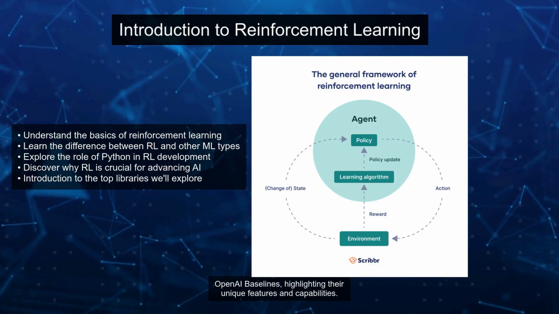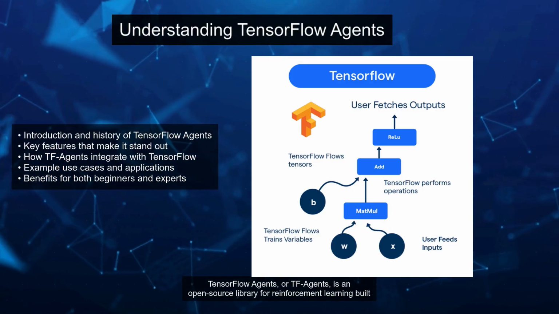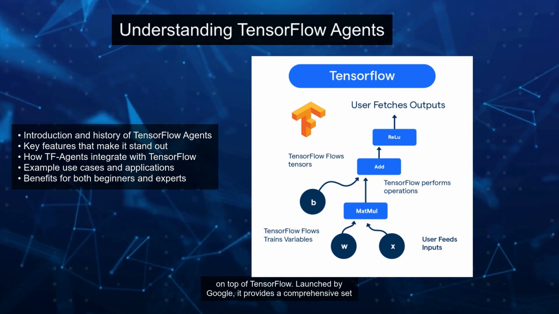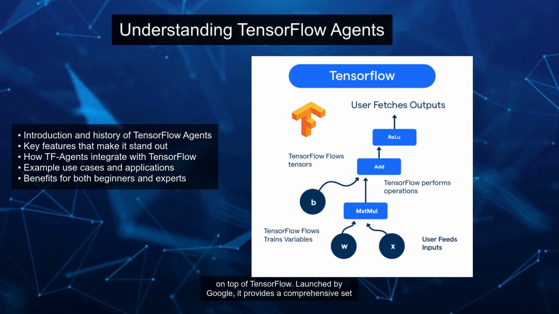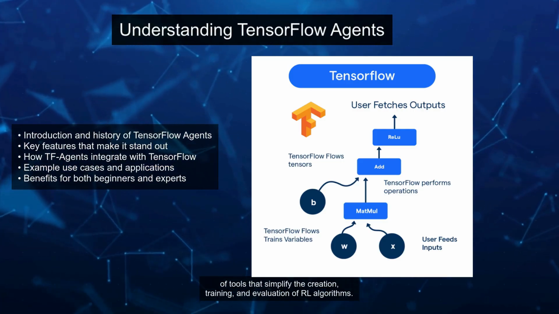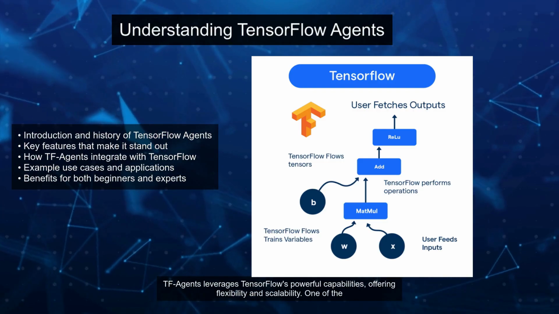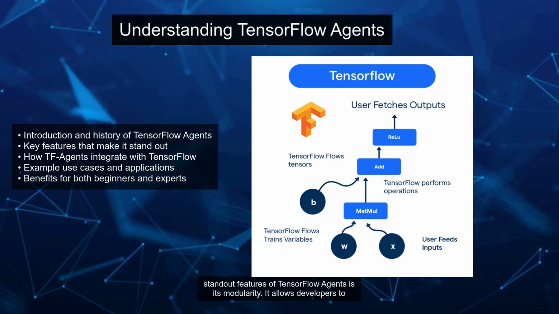and capabilities. TensorFlow Agents, or TF Agents, is an open-source library for reinforcement learning built on top of TensorFlow. Launched by Google, it provides a comprehensive set of tools that simplify the creation, training, and evaluation of RL algorithms. TF Agents leverages TensorFlow's powerful capabilities, offering flexibility and scalability.